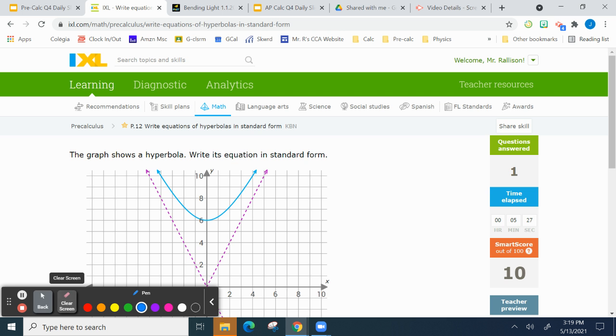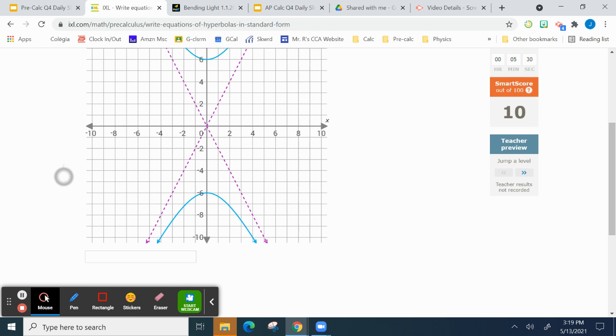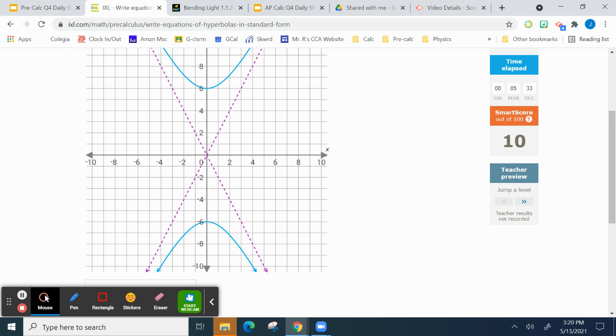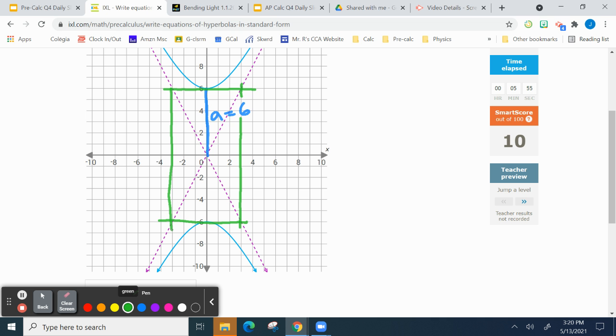So let's erase everything. And now this is a vertically oriented one. So this is going to be y. And I'll go a little faster now. So this is going to be our a distance here. A equals 6. And we go like this, and this, and this, and this. And we see right here that b equals 3, right? And we see the center is at 0, comma 0.